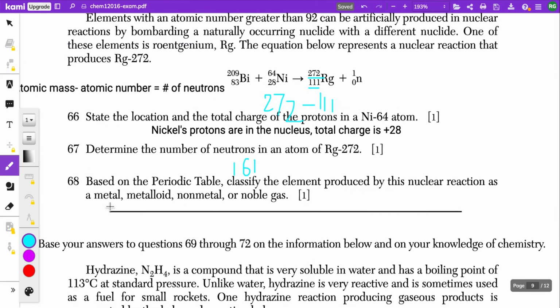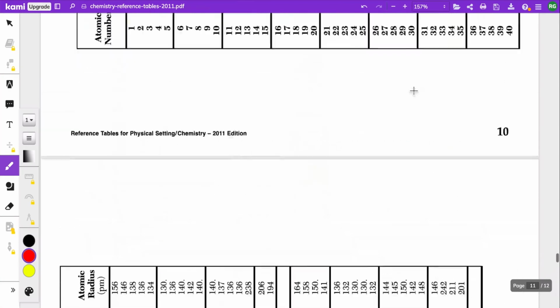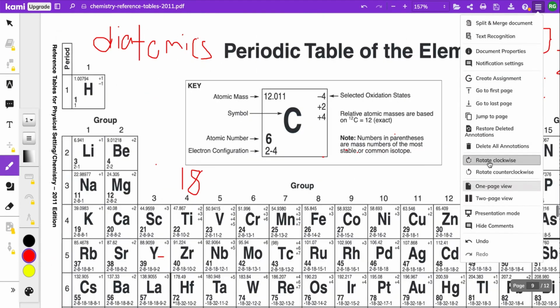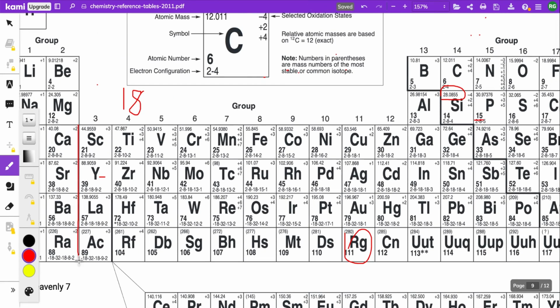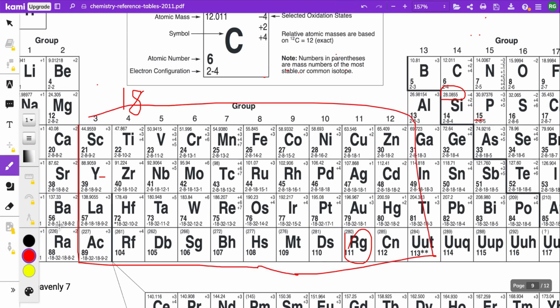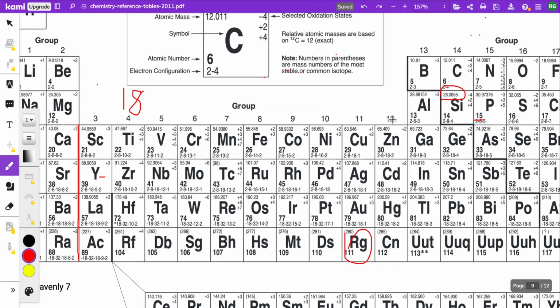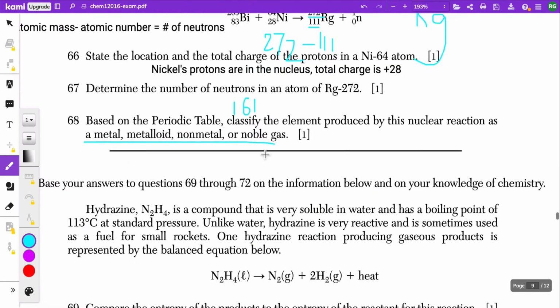Now we have to identify if the element produced by this nuclear reaction, Rg, is a metal, a metalloid, or a noble gas. So let's go. Okay, I found Rg. This seems to be a metal. It's in the transition metals, group 3 to 12, and anything in here is a metal. So metal.